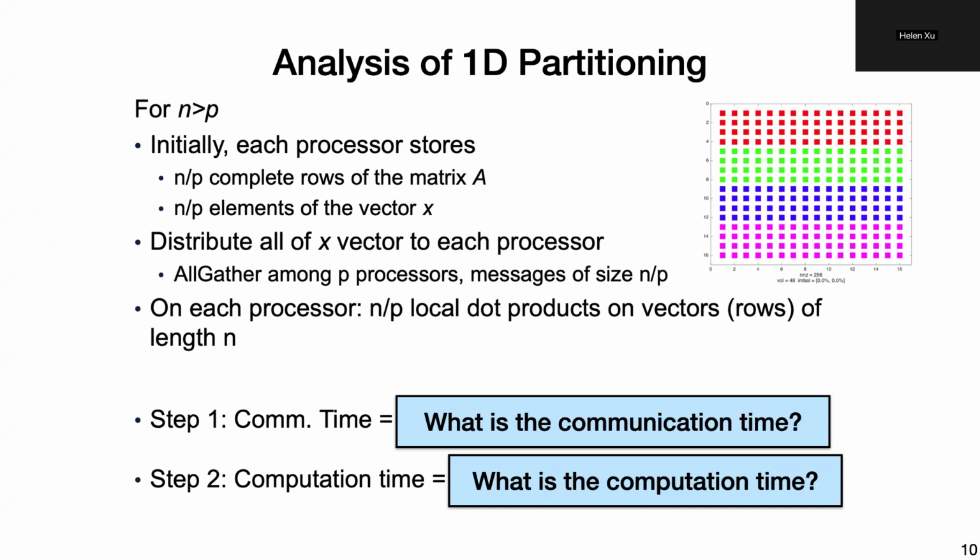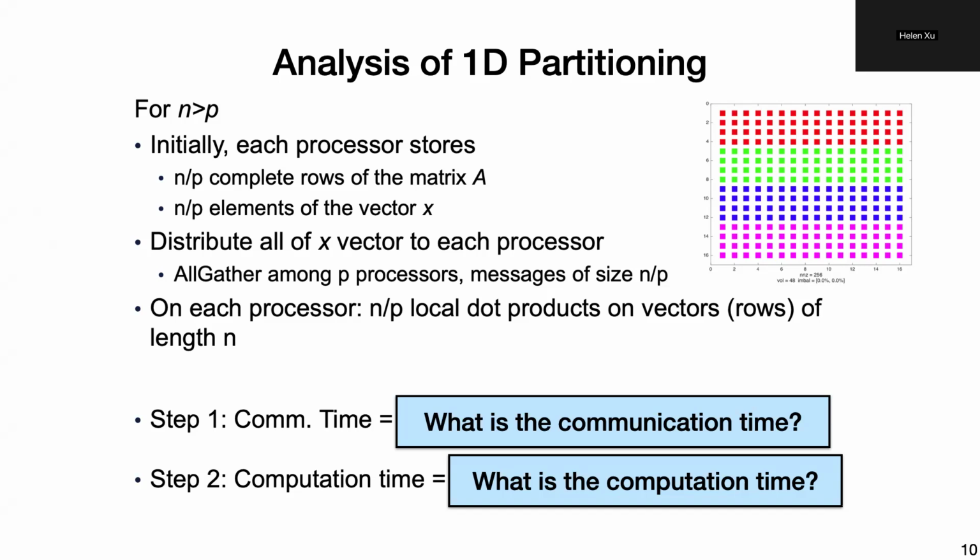So we again do this all gather on the p processors, but now the messages have size n over p rather than 1. Because previously everybody had one element of X, but now everybody has n over p. And then on each processor, we're going to do n over p local dot products. So rather than just doing one dot product, now we have n over p rows of A. And if you have all of X, you can just do all the dot products and you compute n over p elements of Y.